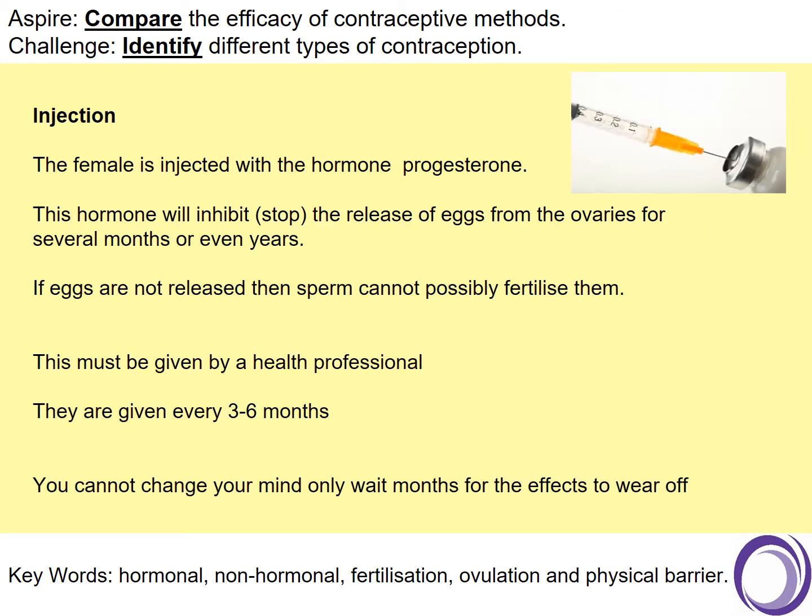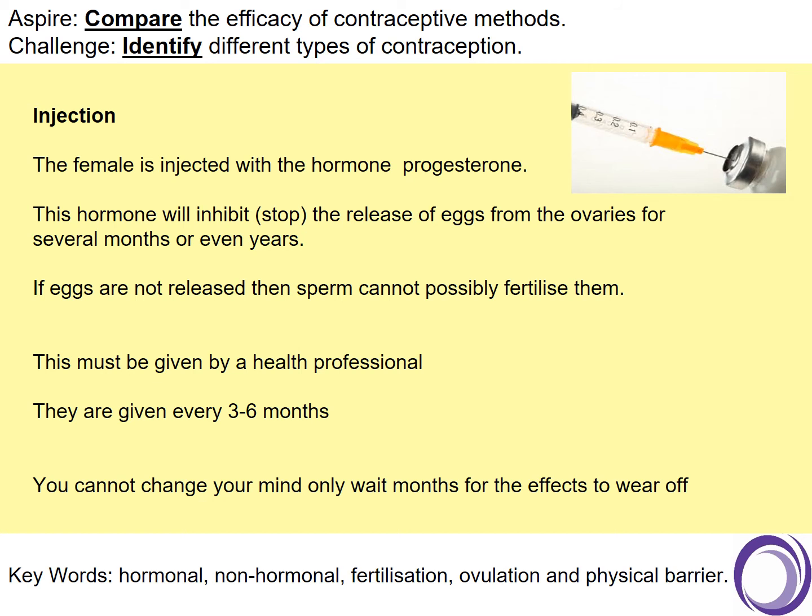More recently, there have been things developed like injections. Now, the female would be injected with the hormone progesterone. And what this does is it stops or inhibits the release of the eggs from the ovaries for several months or even years in some cases, usually months. If the eggs aren't released, then the sperm can't possibly fertilize them.